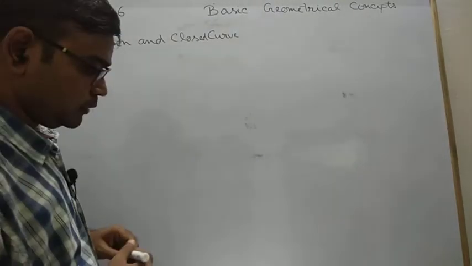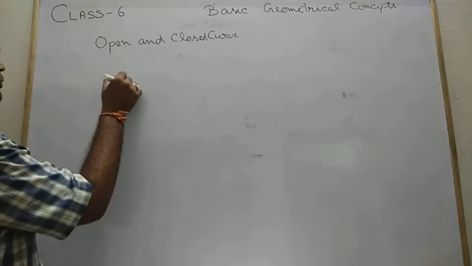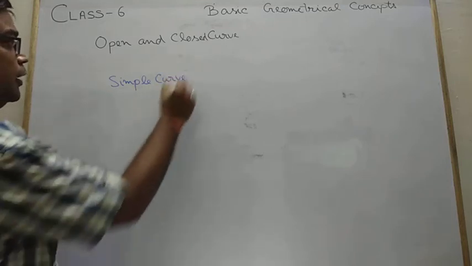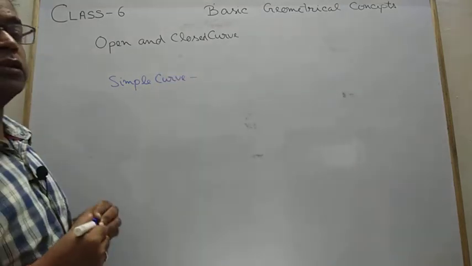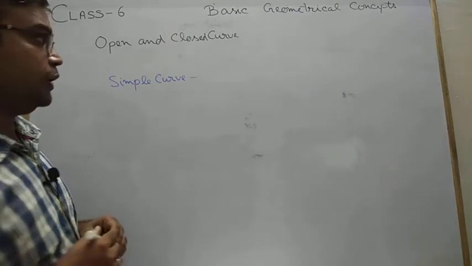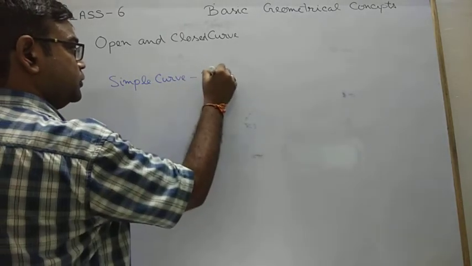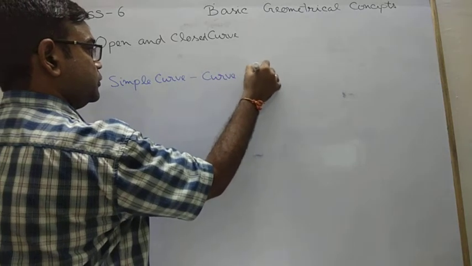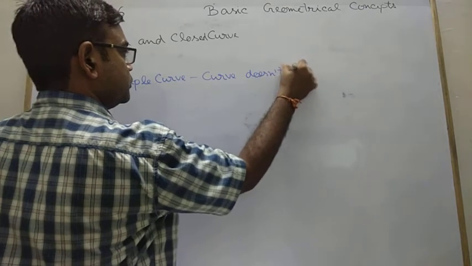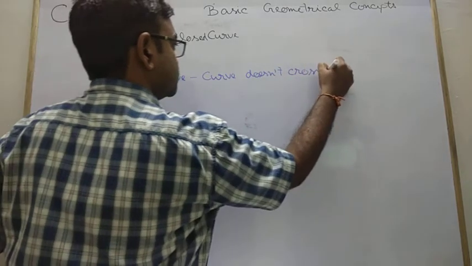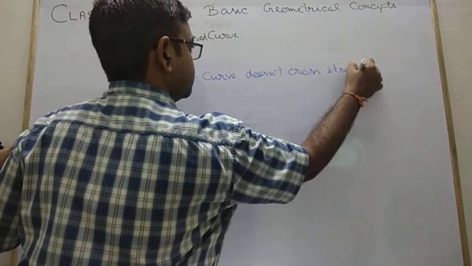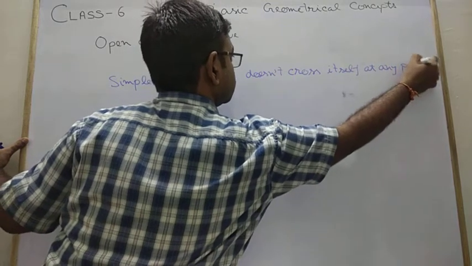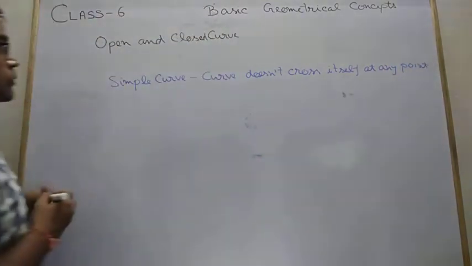Again, there is a word simple curve. What is the meaning of simple curve? If any curve does not cross itself at any point, it is known as your simple curve.